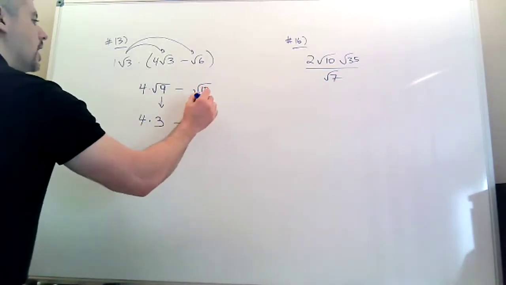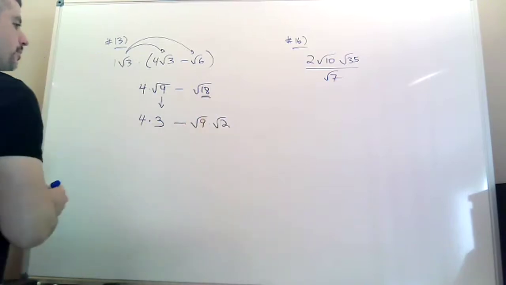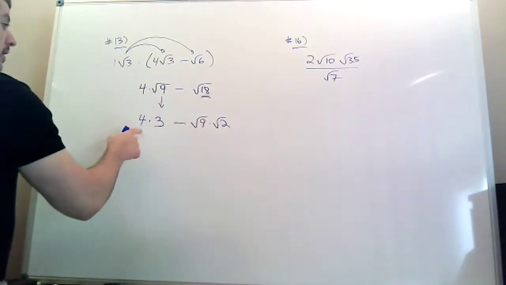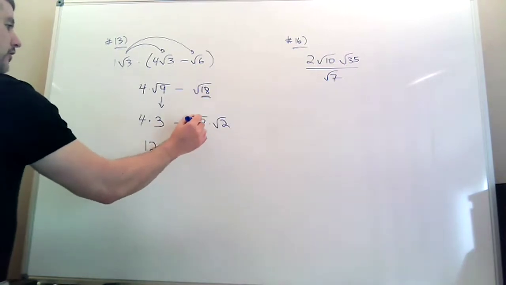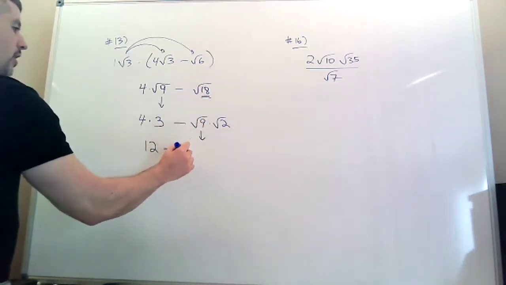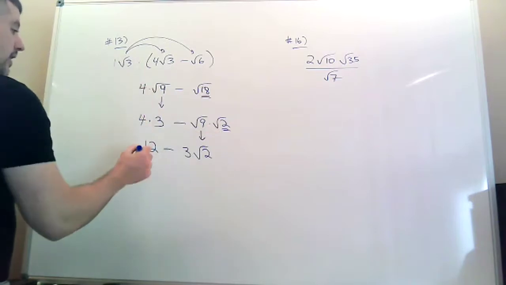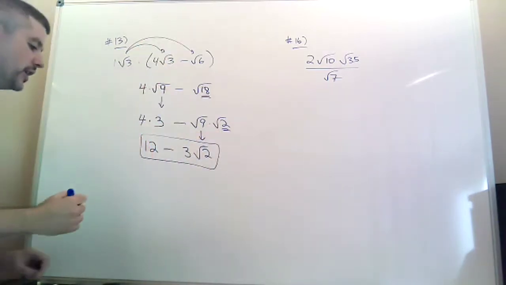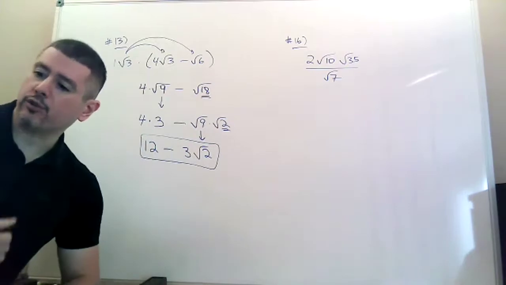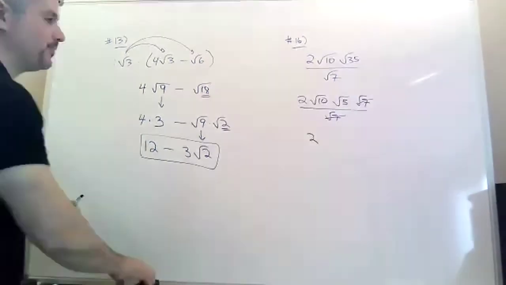Now, 18 can be written as 9 times 2. And again, put everything together. 4 times 3 over here. 9 is a perfect square. Take it out of jail. Radical 2 is not a perfect square. It's not on my list. I didn't write the list, but you know the list, right? 1, 4, 9, 16, 25. Perfect squares come out of jail. You have to take them out.